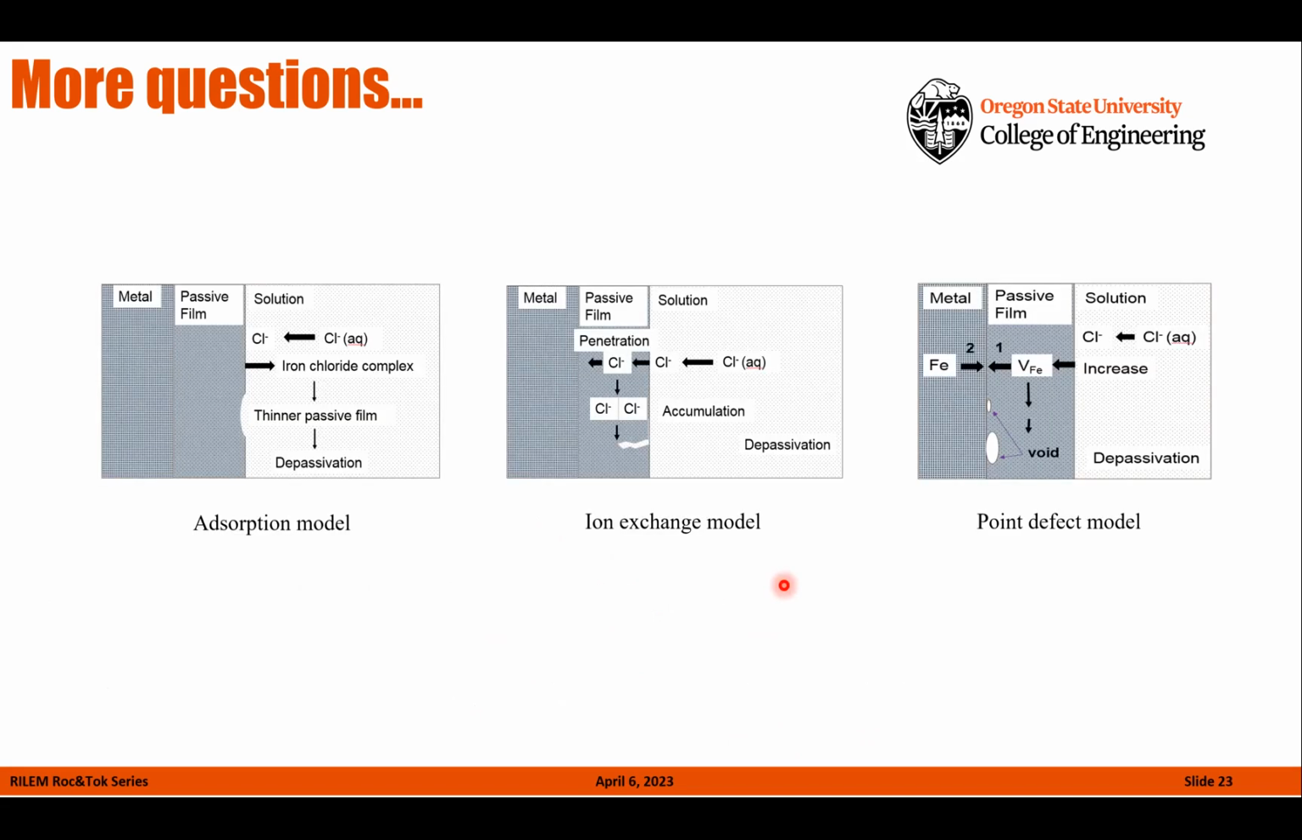So that's why more answers are needed. And one of the key questions that I just mentioned is the mechanism. What is the mechanism of chlorides breaking down the passive film?